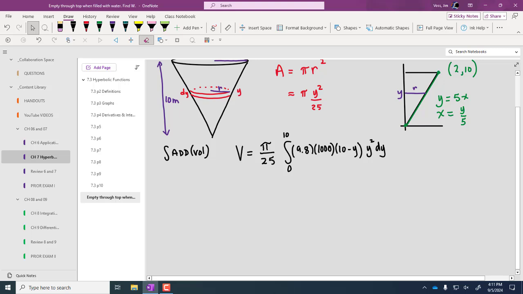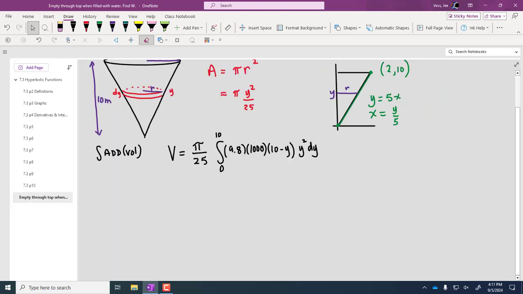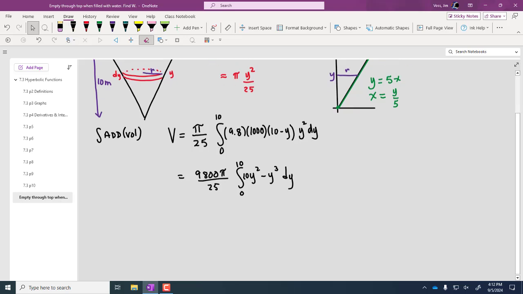We'll do one more step on it. So I'm going to factor out the 9,800. That will be in the numerator. And yes, 25 can divide into that. We'll do that in a second. Or at least think about doing it. So then we're going to have 10y squared minus y cubed dy. So that is how it all simplifies down before we do the integration.